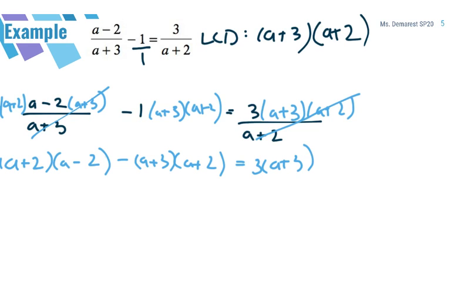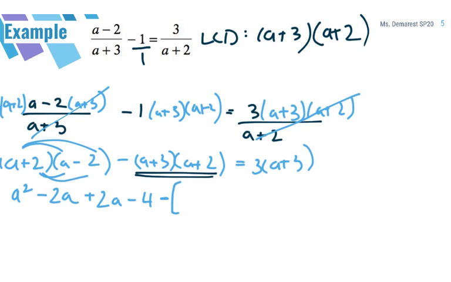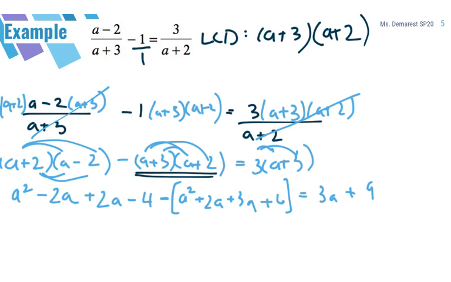I'm going to multiply each of my little terms together right now. So a times a is a squared, a times negative 2 is negative 2a, a times 2 is 2a, and negative 2 times 2 is negative 4. Then here, I'm going to put brackets to show I'm subtracting this whole term. A times a is a squared, a times 2 is 2a, a times 3 is 3a, and 3 times 2 is 6. Then 3 times a is 3a, 3 times 3 is 9.